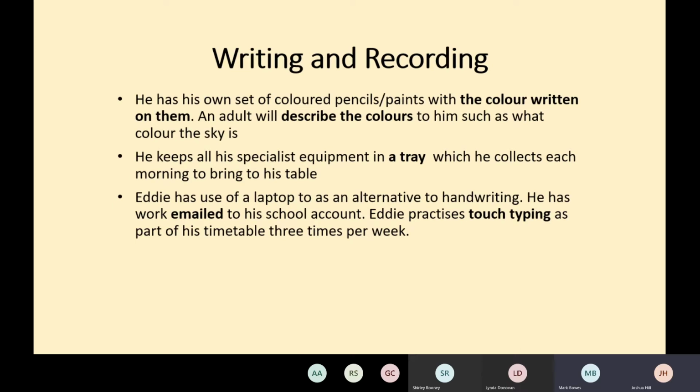Eddie also uses a laptop as an alternative to handwriting, because for many of our students with visual impairments, handwriting, although we encourage it, can be a very labour-intensive, very visually fatiguing thing to do. So using a laptop and having good touch typing skills is very important.